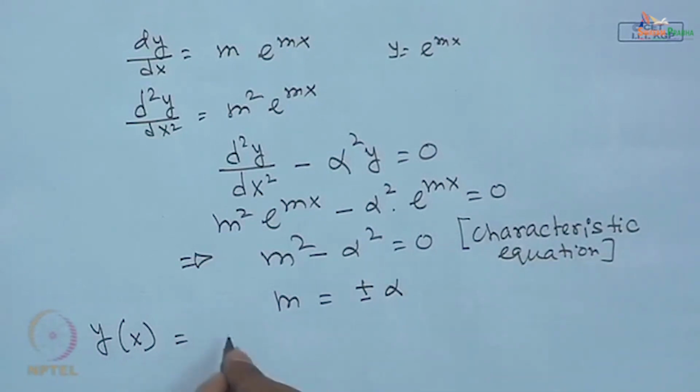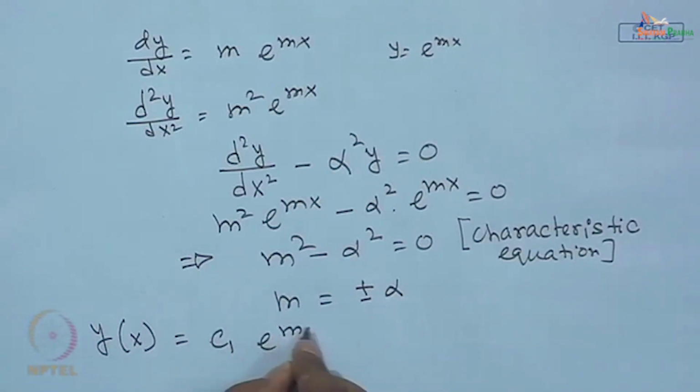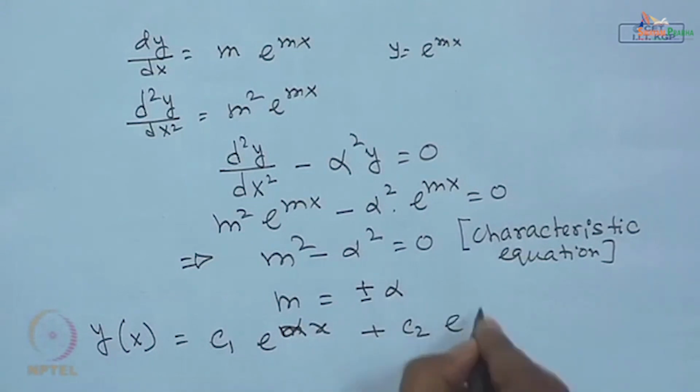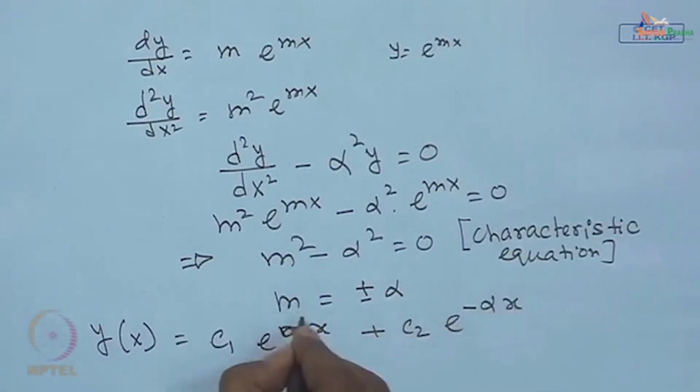So, the form of the solution will be C1 e to the power alpha x plus C2 e to the power minus alpha x. m will have two roots, m1 and m2, so the form of the solution will be C1 e to the power m1 x plus C2 e to the power m2 x. In m1 we put plus alpha, in m2 we put minus alpha.